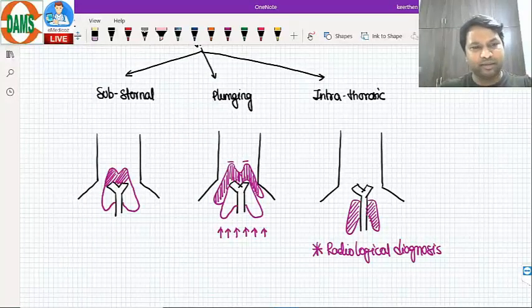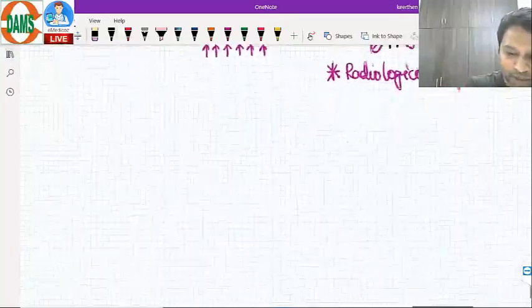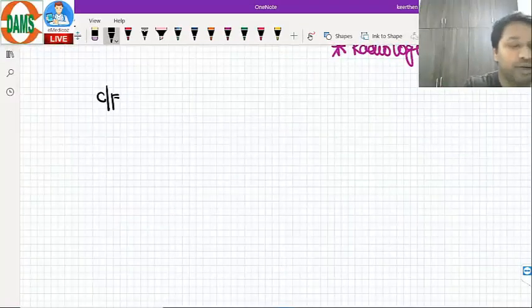Because it is goiter, there will be an enlargement. As there will be enlargement, there will be symptoms. So how does a patient of retrosternal goiter present to us? We're going to talk about the clinical presentation of patients with retrosternal goiter.